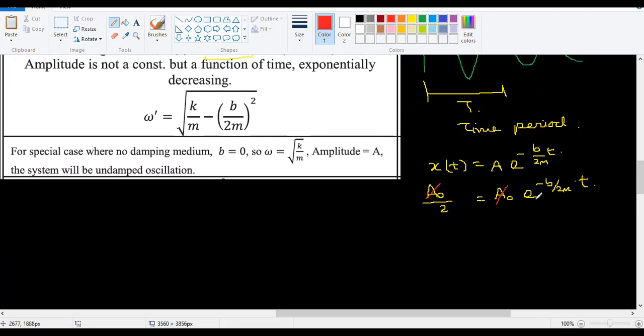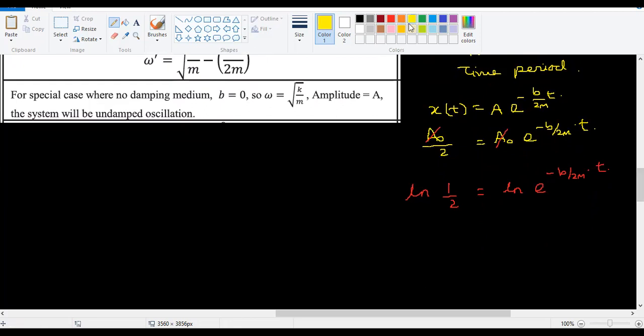I told you many times, whenever you see a square root and you don't like the square root, what do you do? You square it on both sides. Similarly, whenever I see this exponential, I don't like this, so I have to take ln on both sides. Take ln 1 by 2. Ln and e will cancel. This term will come in the front.